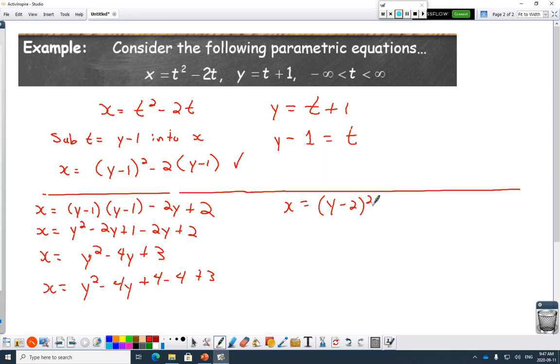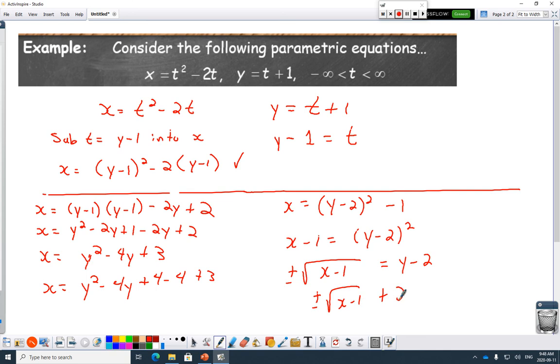You can ask questions as soon as I'm done this if you want. y minus 2 squared. Yeah, it's good. Minus 4 plus 3 is minus 1. Okay, so now I'm ready. x minus 1 equals y minus 2 squared. Plus or minus square root of x minus 1 equals y minus 2. And then finally, plus or minus root x minus 1 plus 2 equals y.